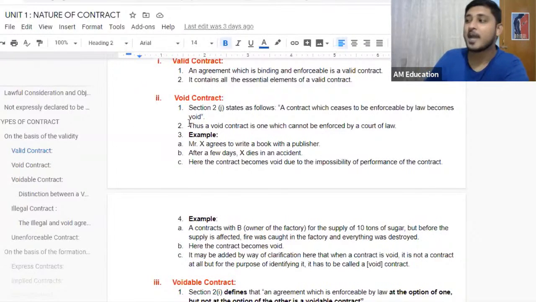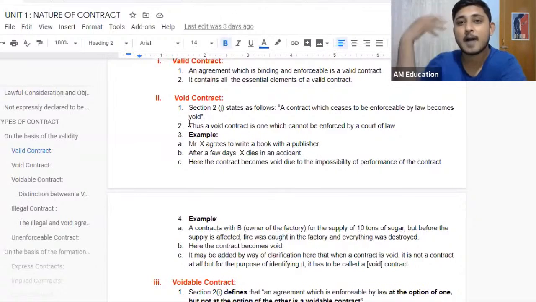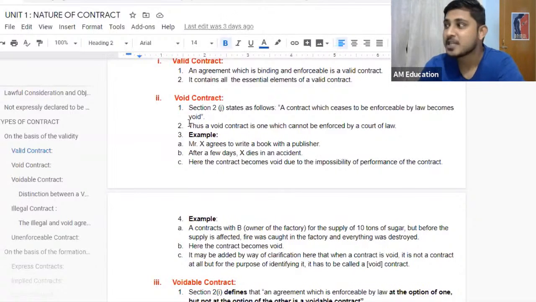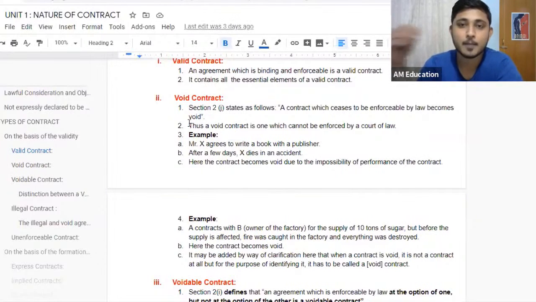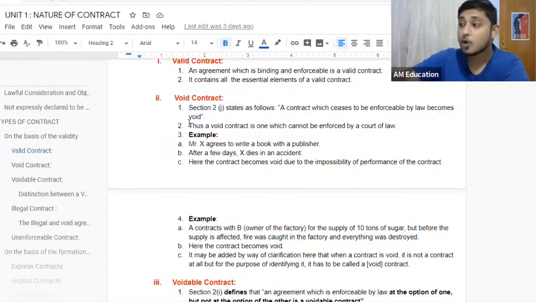It became a contract, but then due to the absence of one of the essentials of the contract, it ceased to be a contract. Ceased means stop. It's not a contract anymore. You don't consider it a contract anymore. It is a void contract. You consider it a void contract because it has ceased to perform.